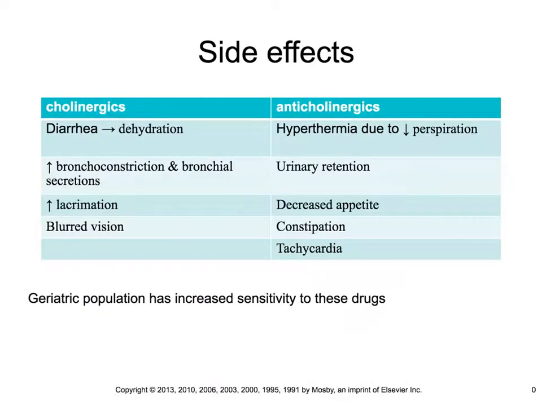So comparing side effects and adverse reactions between cholinergic and anticholinergic. So with cholinergic, they have diarrhea, they might get dehydration, increased bronchial constriction and bronchial secretion, increased lacrimation, and they have blurred vision.